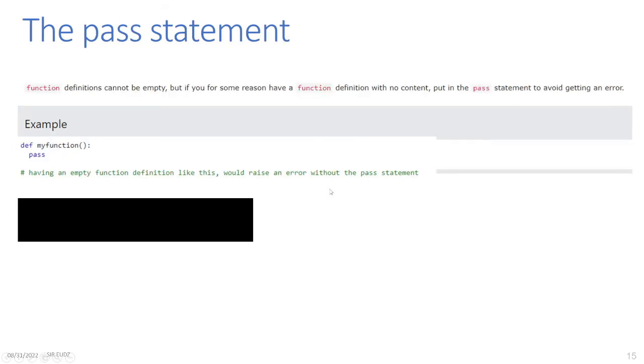The pass statement. Function definitions cannot be empty. But if for some reason you have a function definition with no content, put in the pass statement to avoid getting an error. So define my function and then we place a pass.